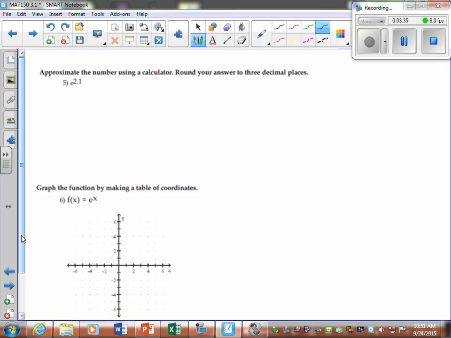The very first thing we're going to do is check if you're comfortable using the value e in the calculator. Use your calculator, go to e and plug in e to the 2.1. Round your answer to 3 decimal places and let me know what you get. I get 8.166. Good. So just make sure you're able to get this value in your calculator. We're not going to spend a lot of time on that.